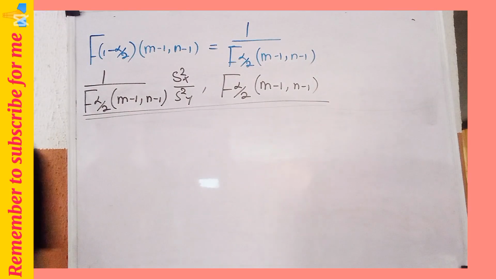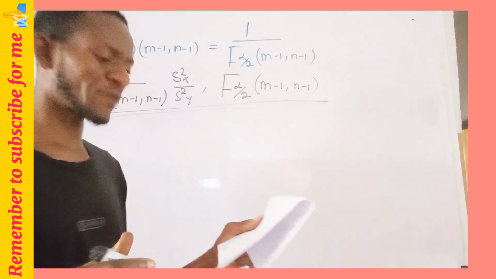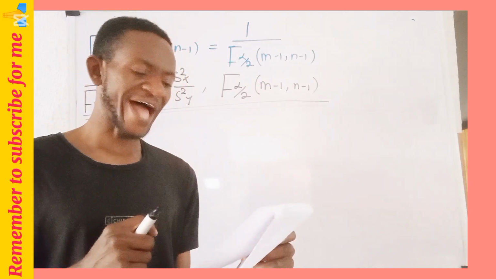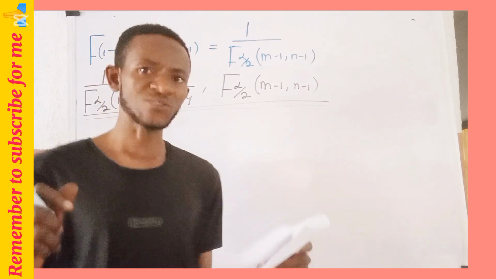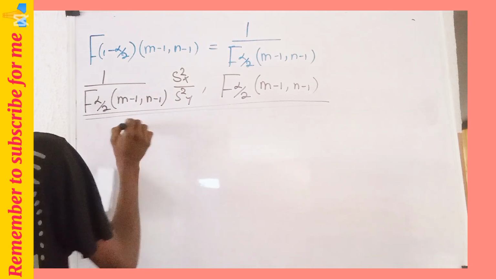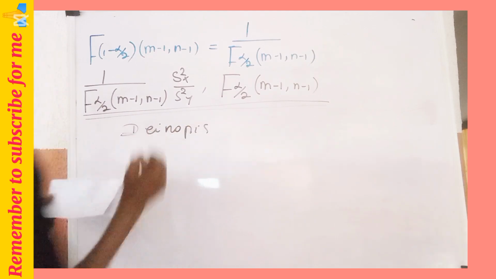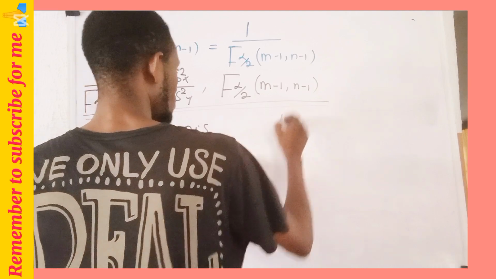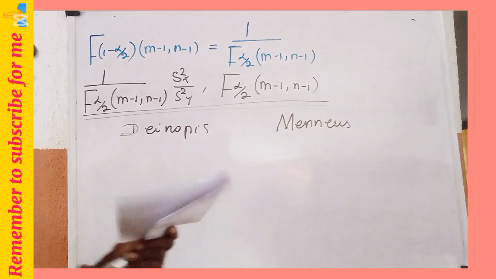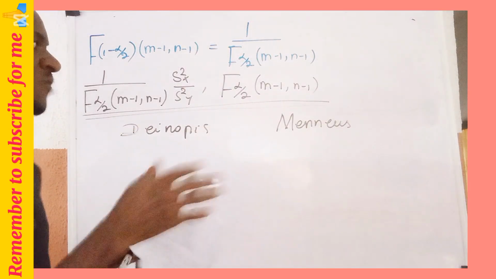That question says, let the feeding habits of two species of net casting spiders be studied and tabulated as follows. They call the first spider, net casting spider, to be this. D-E-I-N-O-P-I-S. That's the name of the first spider. The second one is what we call M-E-N-N-E-U-S. These are perhaps what we call the scientific name of two different species of spiders that cast nets.